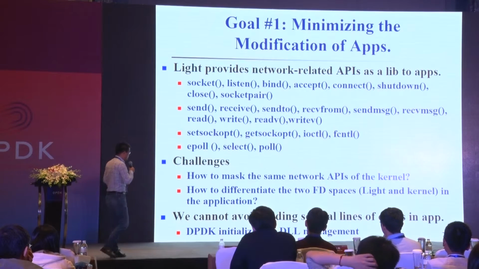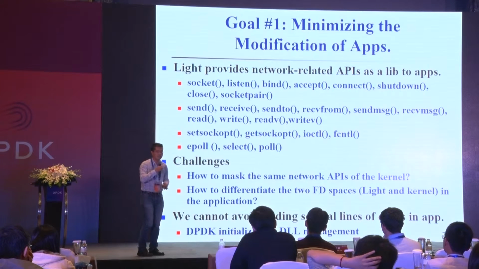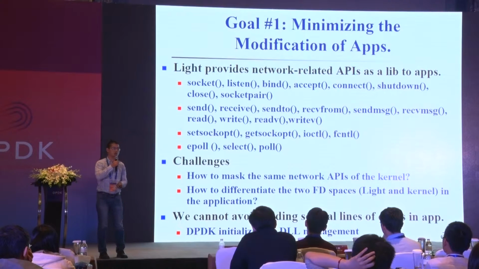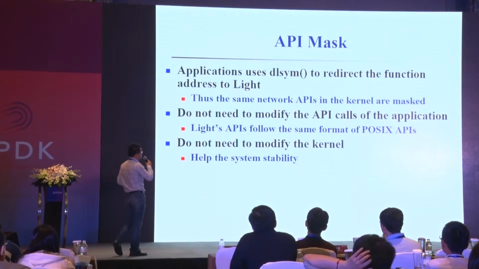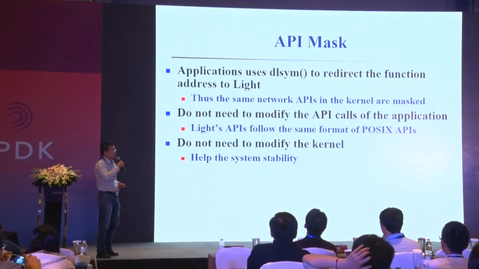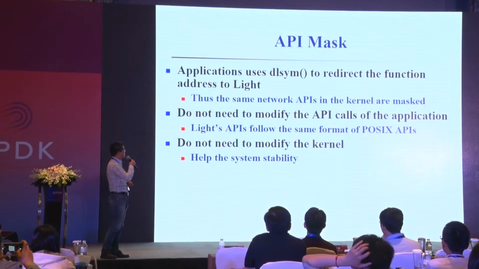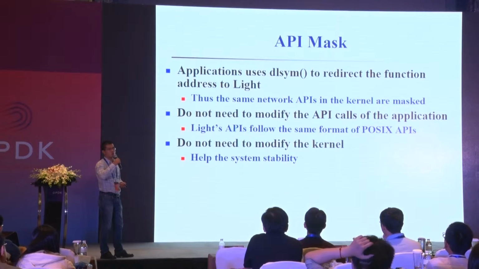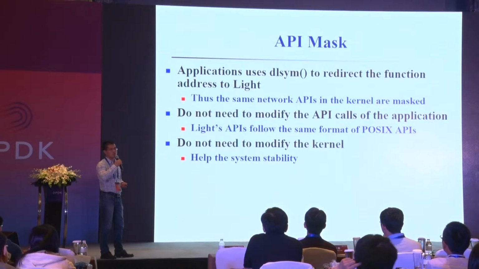Next, I will give an introduction to our solutions. Our current outcome is that we just need to add one specific function during defaulting. But we want to delete this function in the end as well. Talking about API mask, we use a lot of redirection of the function address to Light.